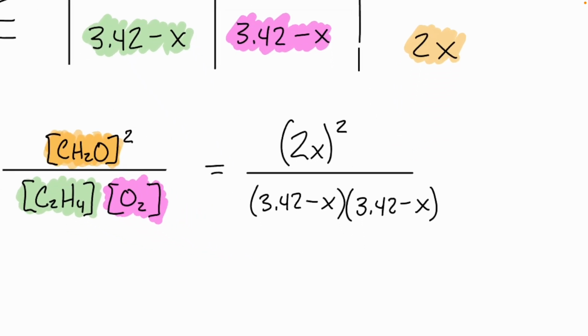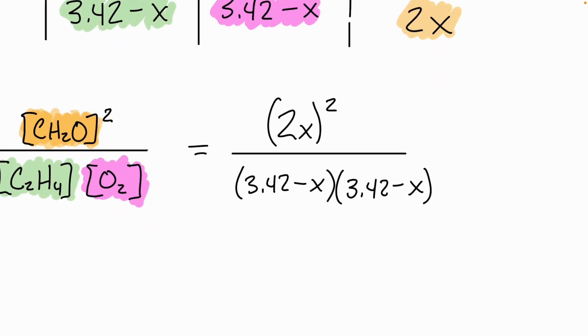All right, the other thing I'm going to do just to make our lives easier is I'm going to simplify this denominator real quick, because 3.42 minus x times 3.42 minus x is just 3.42 minus x squared. Right, so I'm just going to do this. Boom.